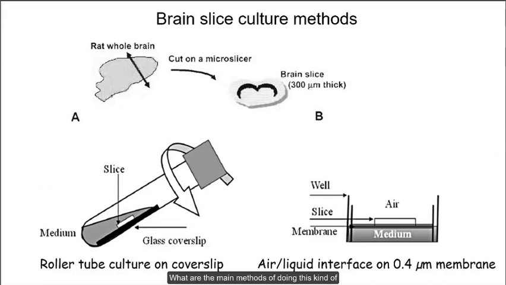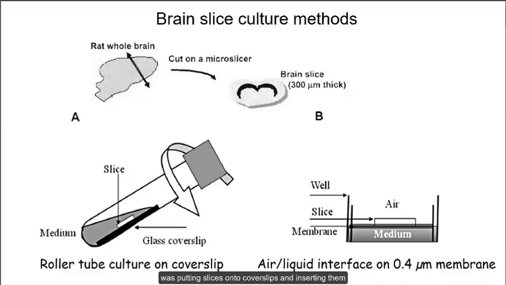Okay, so what are the main methods of doing this kind of culture? A long time ago, two different methods were developed. First was this membrane slice culture where a permeable membrane was set up over medium. The slice was put on here, air is on the other side, and the slice was both oxygenated and fed at the same time. You could cut slices of about 300 microns of hippocampus or other brain regions and keep them alive for a long period of time.